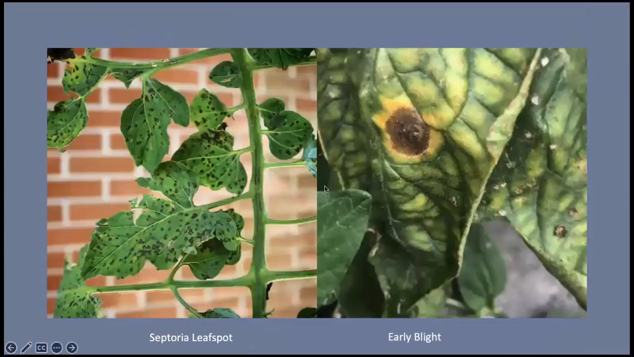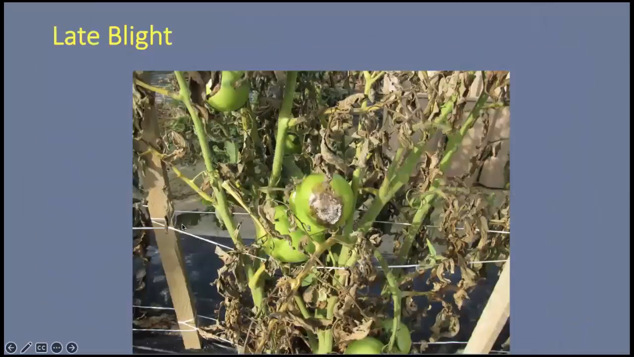And here's just the side-by-side comparison of them. Again, early blight, you're going to see the lesion with the rings, and Septoria, a darker lesion. Okay. So next we'll move to late blight.